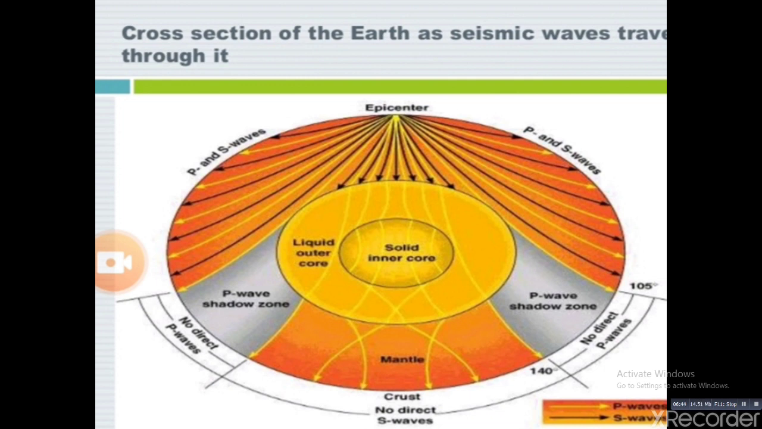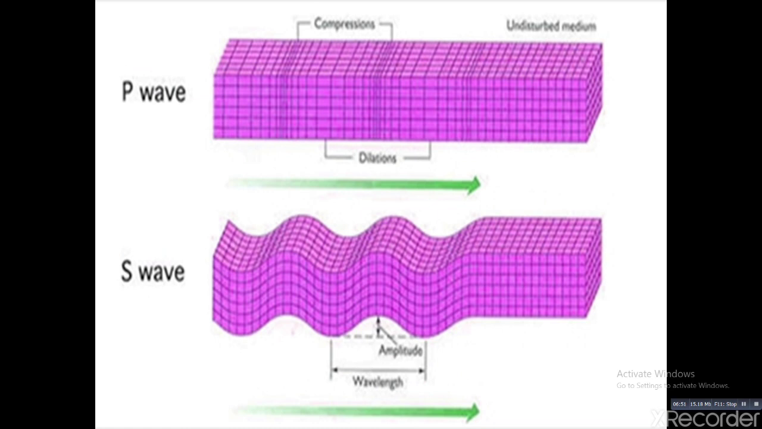Next. This diagram shows the propagation of the P and S waves. In P waves, this diagram shows the compression and the expansion of the wave, while in S waves, they show the crests and the troughs. Next.